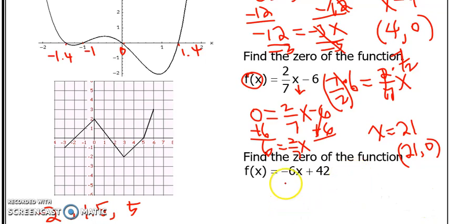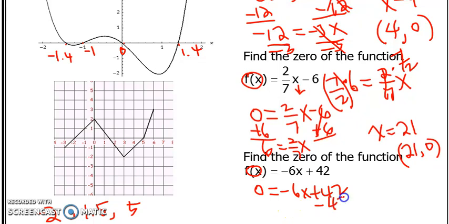Let's do the last one. Find the zero of the function. Where should I put the 0? Here or here? Here. So we're going to do 0 equals -6x plus 42. Why don't you pause the video and solve for x? Pause the video. Let's solve for x.